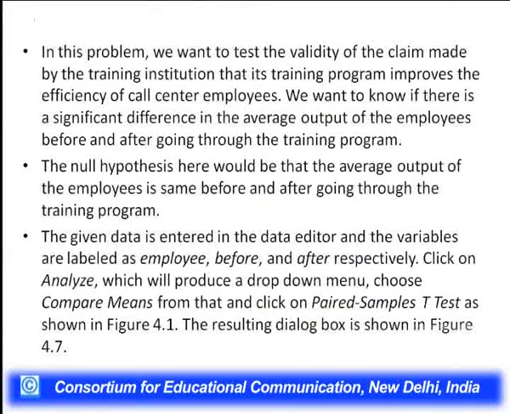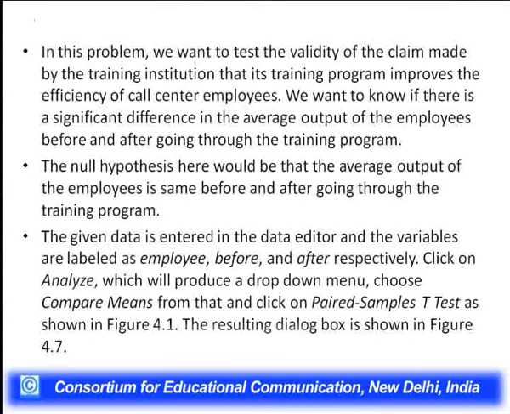Now in this problem, we want to test the validity of the claim made by the training institution that its training program improves the efficiency of the call center employees. We want to know if there is a significant difference in the average outputs of the employees before and after going through the training program. The null hypothesis here would be that the average output of the employee is the same before and after going through the training program. The given data is entered in the data editor and the variables are labeled as employee, before and after respectively. So now how do we do this in the SPSS program?